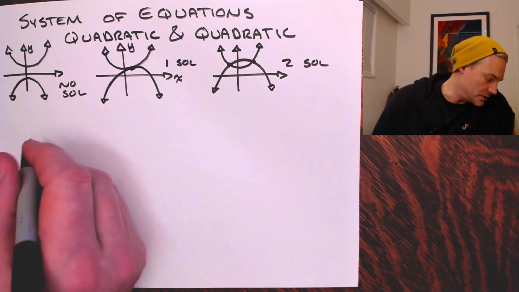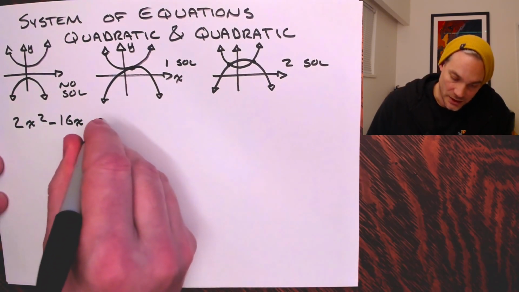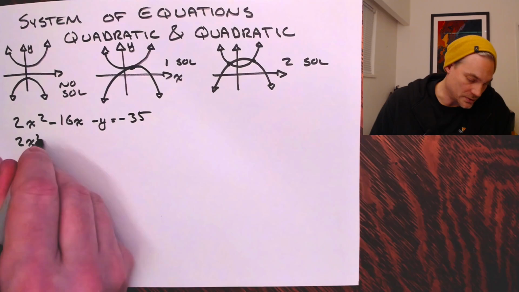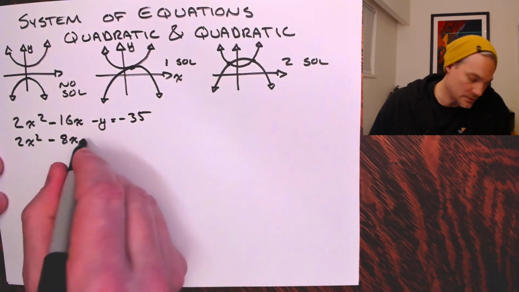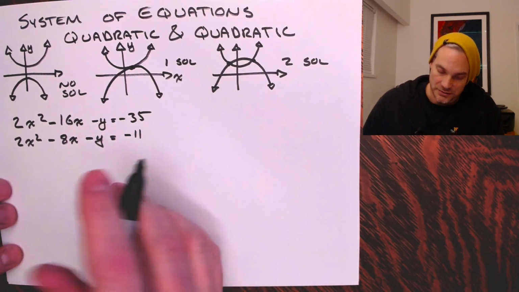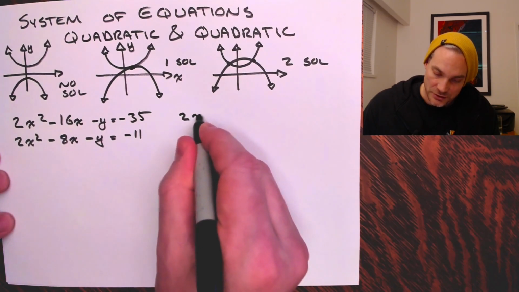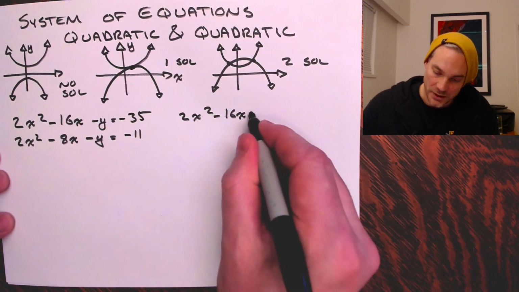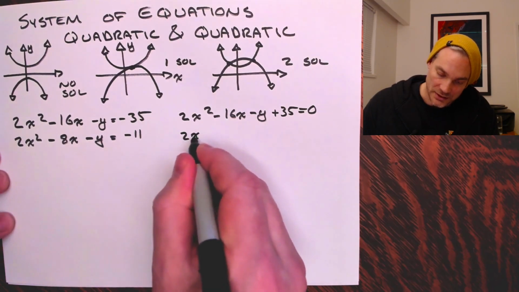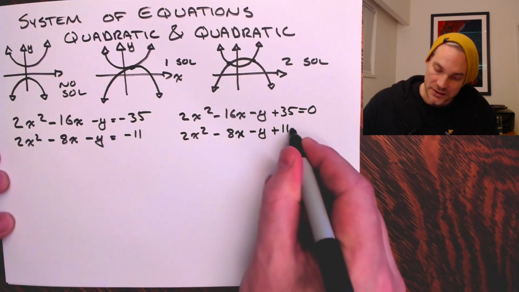So let's go over a possible system. I've written this down here, so I'm just going to copy it. Minus y equals -35. And this is 2x squared minus 8x minus y equals -11. Okay, so now I'm going to move these numbers to the other side. So this one is going to be 2x squared minus 16x minus y plus 35 equals 0. And this one will be 2x squared minus 8x minus y plus 11 equals 0.